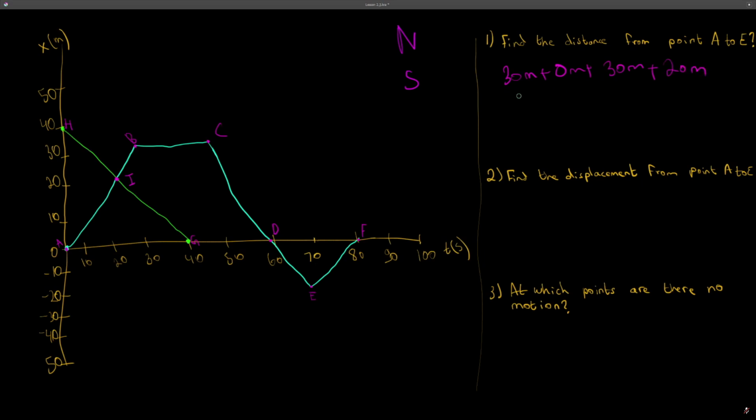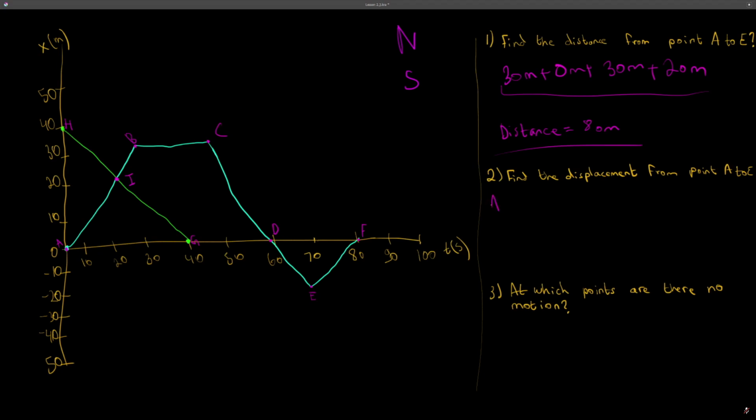Now we add them up and we have distance traveled is equal to 80 meters. So that's our answer for question 1. Now question 2 is asking for the displacement from point A to E. So in displacement, we will add the vectors and include negative signs.